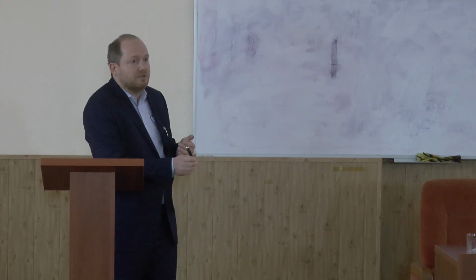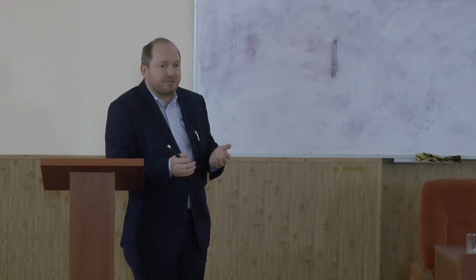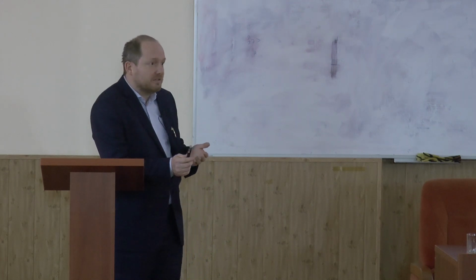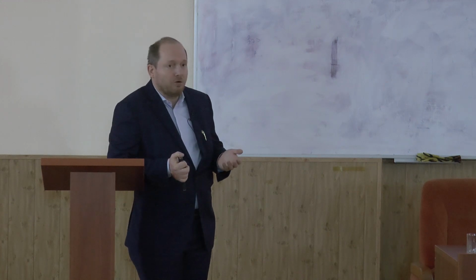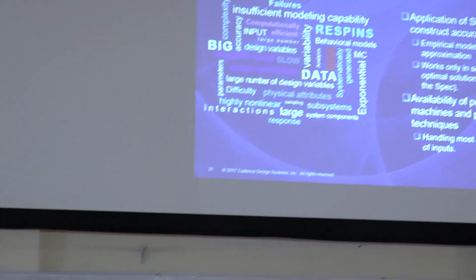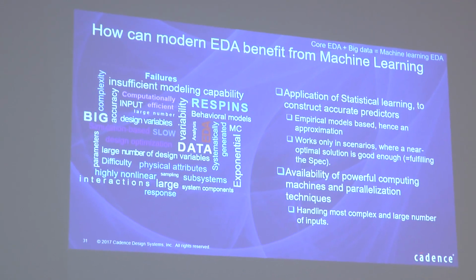So it's an application of statistical learning theory, which has been well understood since the 60s. But in the 60s, there was not enough processing power and not enough data to make this application really workable. Nowadays, we have the data and the processing power, so now we can use machine learning for useful things. And so how can machine learning be used in EDA?